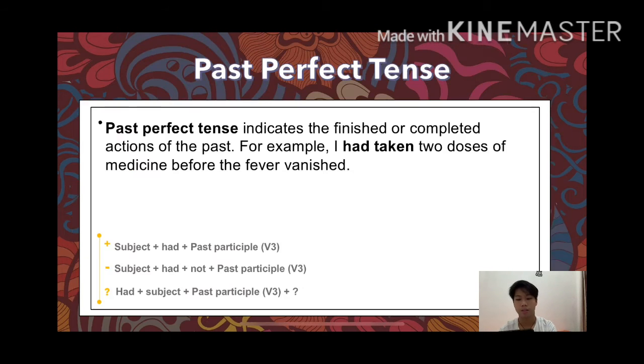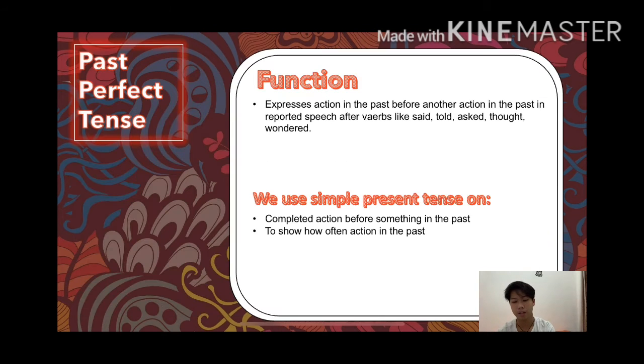Okay, next is past perfect tense. Past perfect tense indicates a finished or complete action of the past. For example, I had taken 2 doses of medicine before the fever vanished. The formula you can see on the screen.